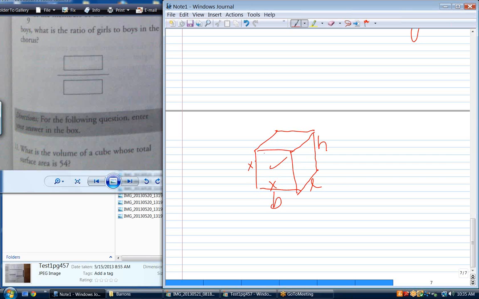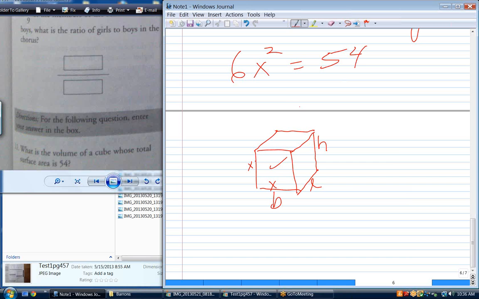I don't know if you can see my cursor when I point. I can. But the front face, the side face, the top face, the back face, and the area of the cube has 6 identical faces. Each one is x squared. So the total surface area is going to be 6x squared. And they're telling us that that's equal to 54. That's going to allow us to solve for x.